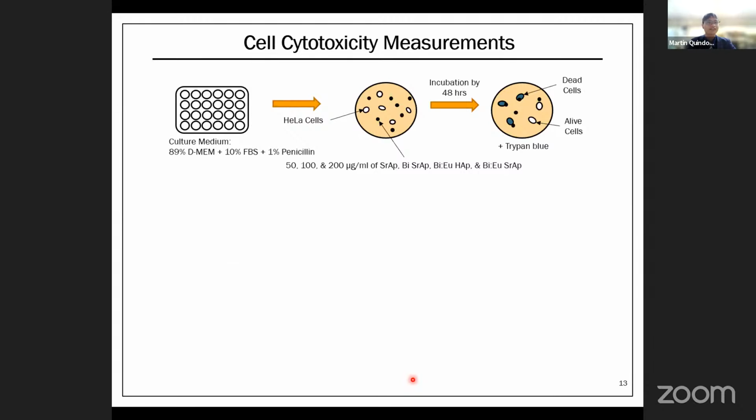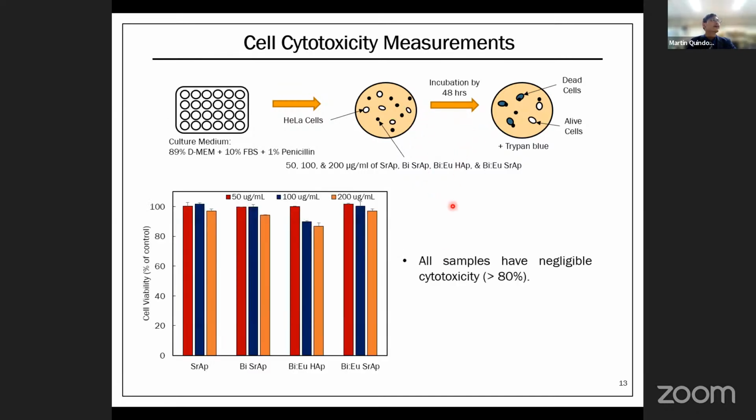Next, we evaluate the cytotoxicity, or the therapeutic capability, using cell cytotoxicity measurement. So I first incubated the nanocrystals without the gamma ray, just to check if they are biocompatible with healthy cells. I incubated them for 48 hours, and we can see that all samples have negligible cytotoxicity with cell viability greater than 80%. So this means that without the radiation, the nanocrystals do not kill the cells. So if they travel all around our body, they will not kill the cells.